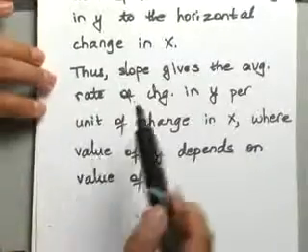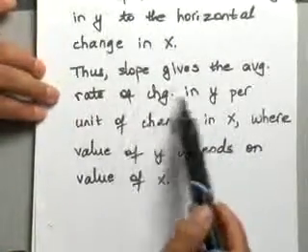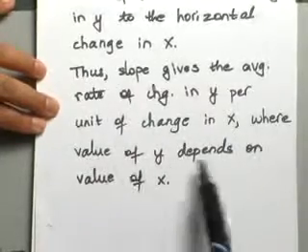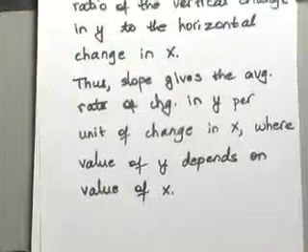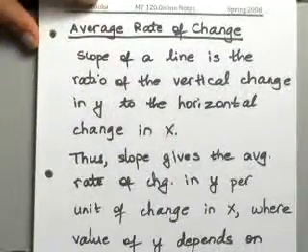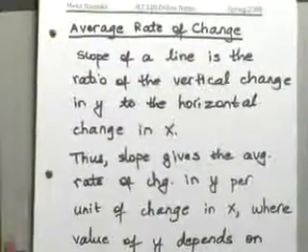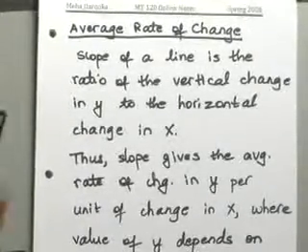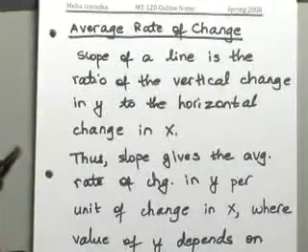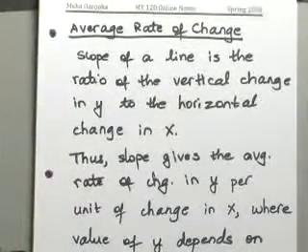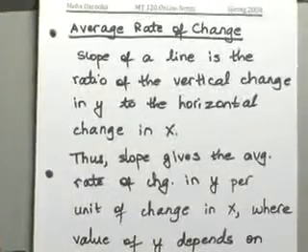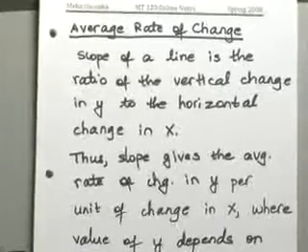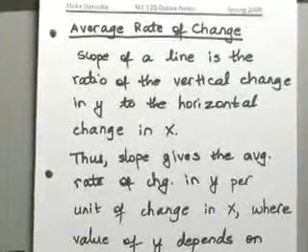So when you have the ratio of the vertical change to the horizontal change, the slope gives the average rate of change in y per unit of change in x, where the value of y depends on the value of x. That's basically what we mean by the average rate of change. In simple terms, when you're talking about an application problem, the average rate of change is basically the slope of the line for your given ratio. So anytime you hear the term average rate of change, you want to think of the slope of that line.